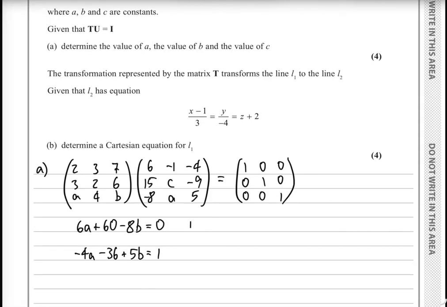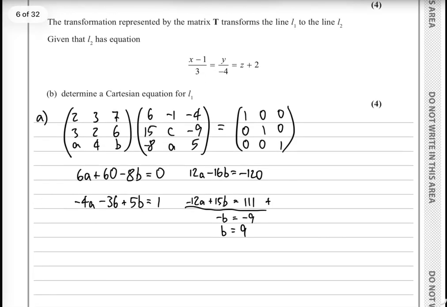I'm going to times the top one by 2, the bottom one by 3, plus 15b is 111, and then add them together, and we get minus b equals minus 9, so b is 9. Putting that back into my first equation, 6a plus 60 minus 8 times 9, that gives me 6a is equal to 12, a is equal to 2.